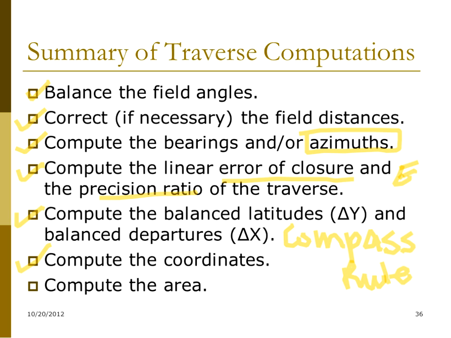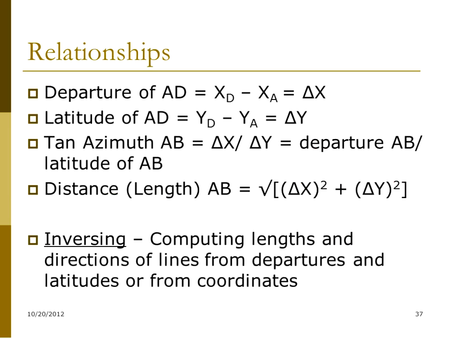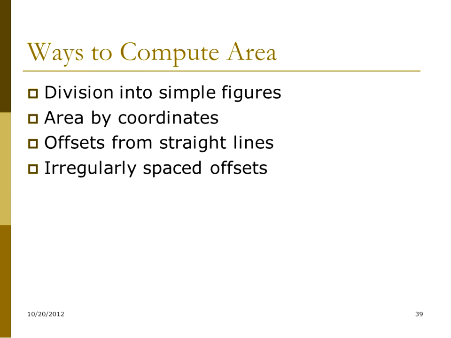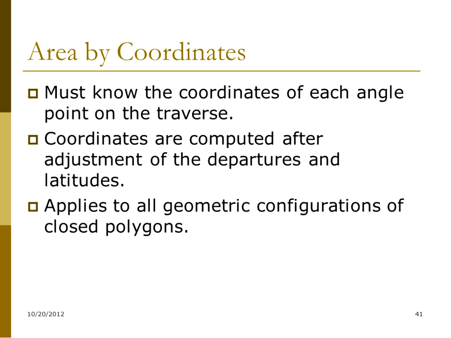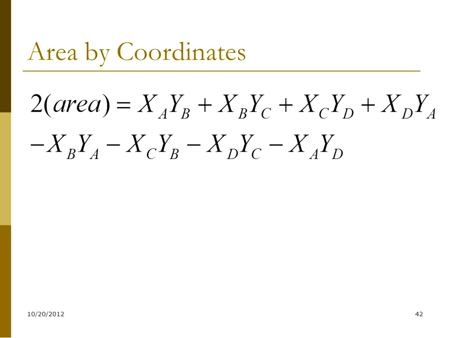We then use that to compute all of our coordinates. That's how far we've gotten. You then take those coordinates and you calculate the area. So we're skipping a bunch of stuff here. Area by coordinates.